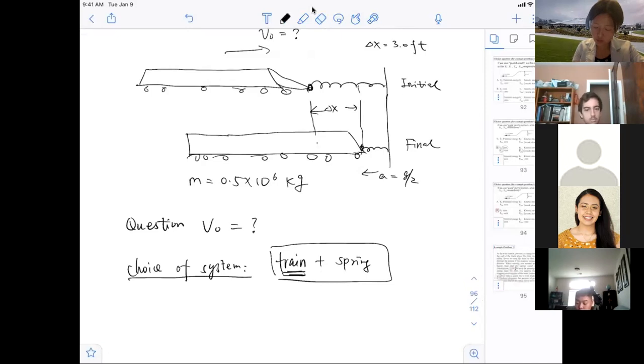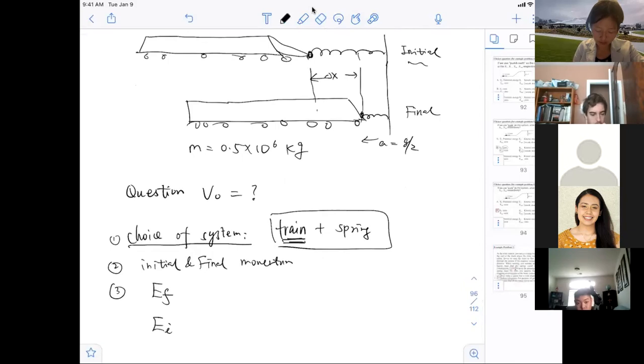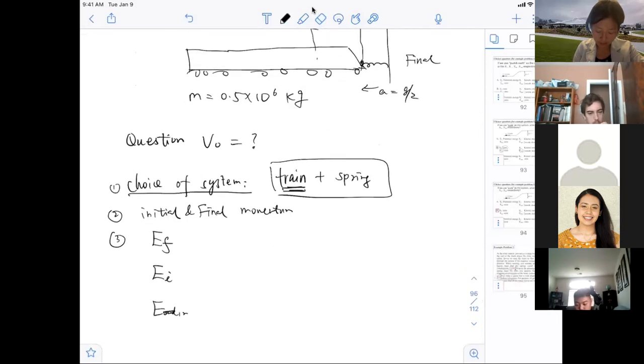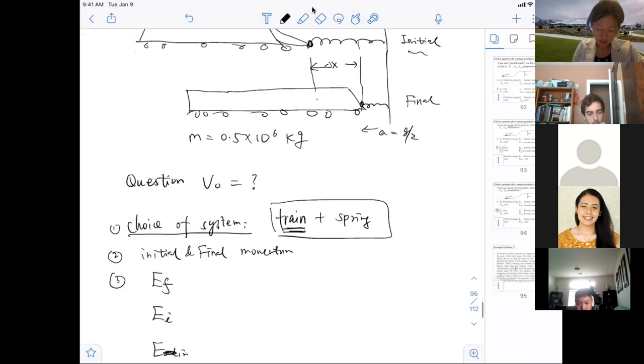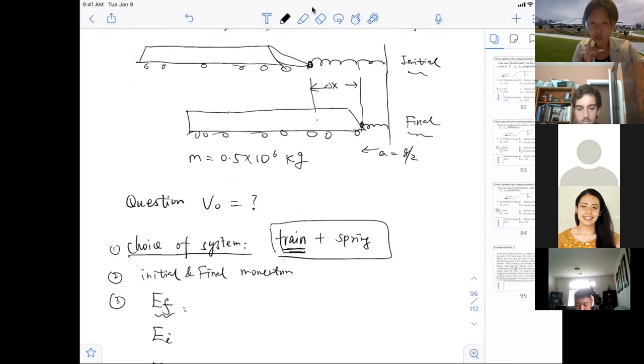All right, identify what our steps are. First step is choose your choice of system, right? Second step, initial moment and final moment. We have already established that, and I've already drawn it on our picture. And the third part is to label all of these different energies. So what is the final energy of my system, train and spring together, at the final moment? What kind of energy do they have? Do they have kinetic? Yes or no?